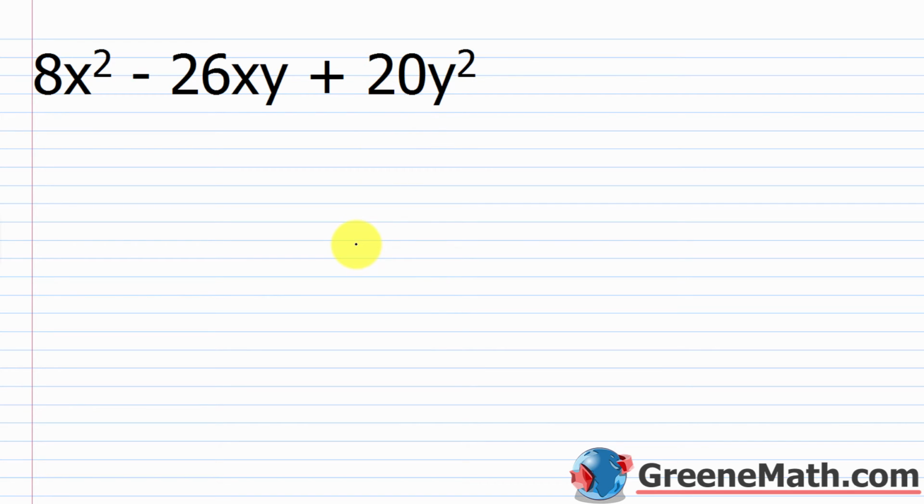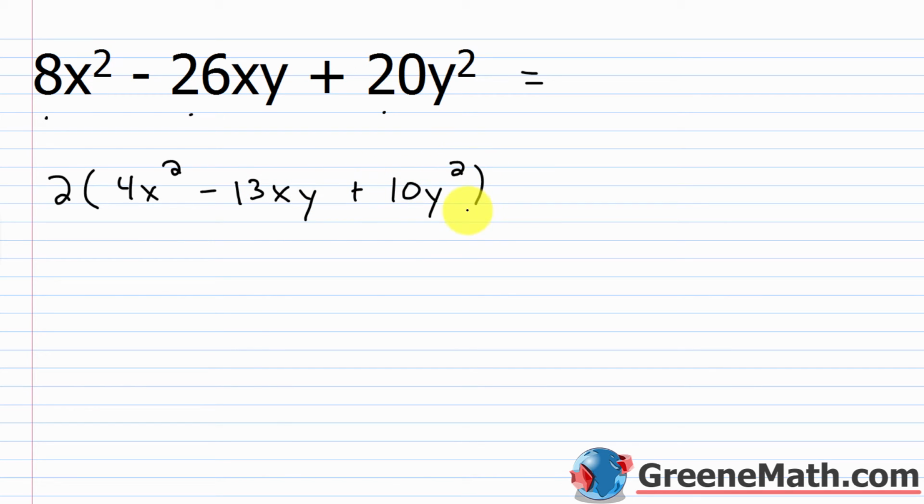The first thing is that notice we have an even number here, here, and here. So before I even start, I can pull that out. So just pull out a 2. So pull out a 2, you'd get 4x squared, then minus 13xy, and then plus 10y squared.